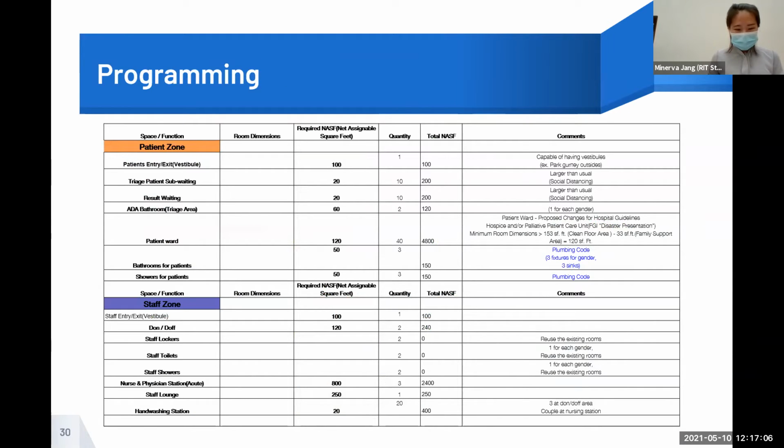In spatial programming, there are 5 major spaces: patient area, staff area, patient support area, clean material room, and soil material room. For the time constraints of this presentation, I'm going to introduce only the major spaces.